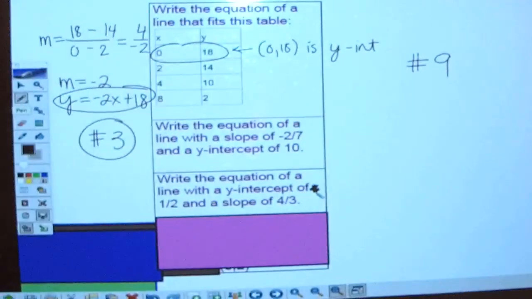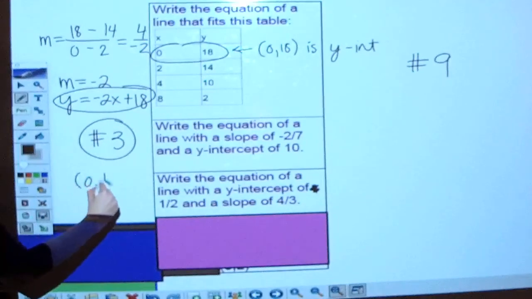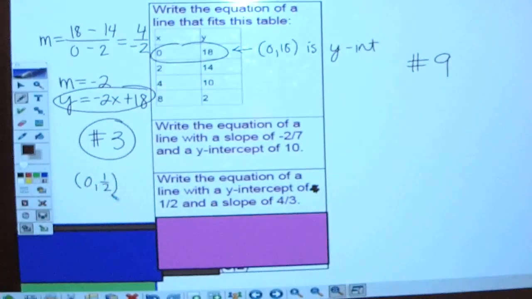Okay. This one has a y-intercept of 1/2. So that's like the point. And the slope is 4/3. Which number is that? 7.